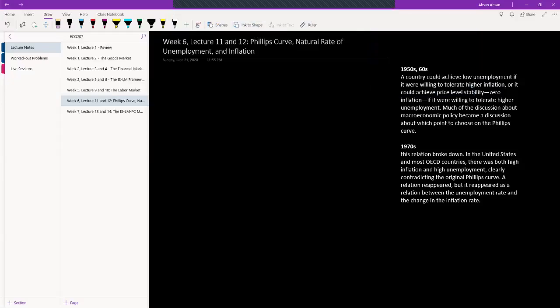So a very brief review before we get started with chapter 8. So let's take stock of everything we've done so far. We started the course with our short-run analysis, which was basically chapters 3, 4, and 5. And remember how we defined short-run: in the short-run, price is fixed.